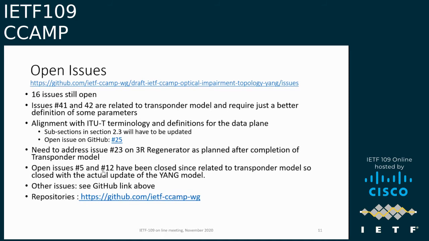Then there is the issue related to the ITU-T terminology, but it is linked to a fixed part of the terminology also in ITU-T. Okay, there is a big issue, number 23, that is related to the 3R generator. That is one of the basic plans that we have after completion of the transponder model. So now we have it as the next step.